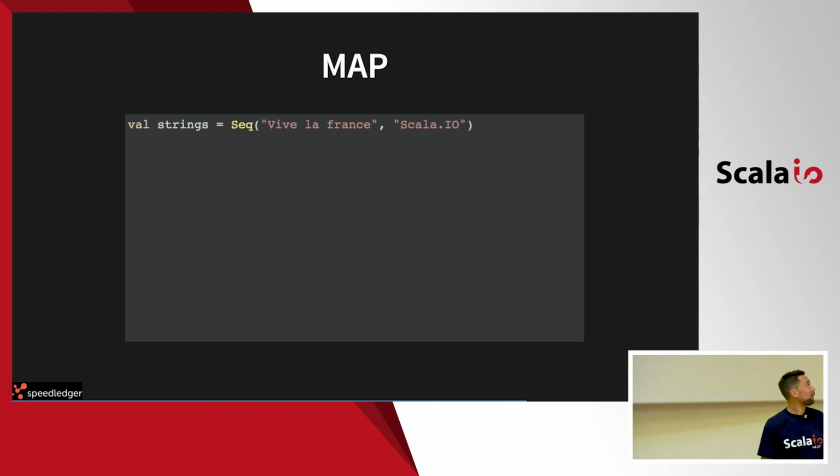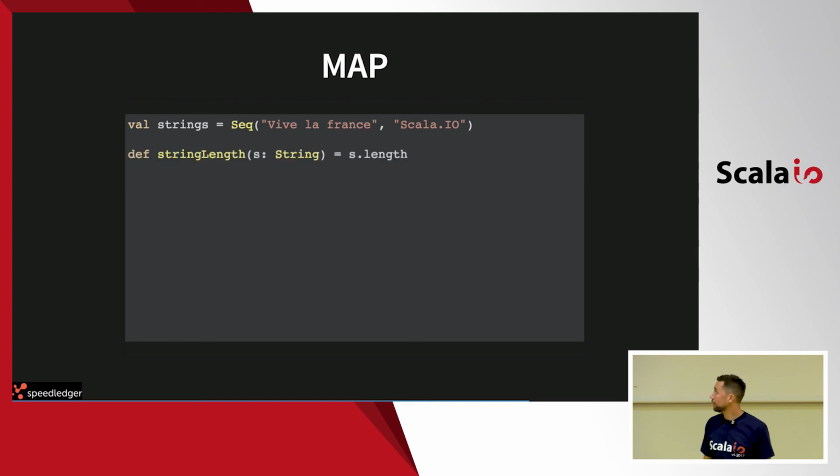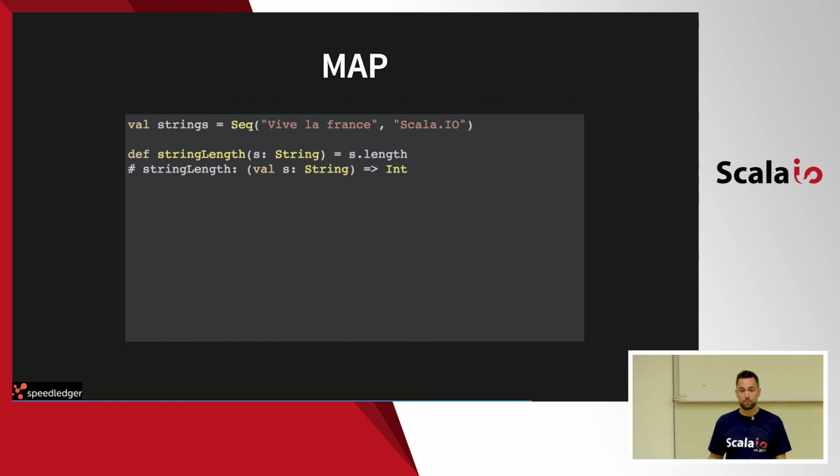So, with a map, we have Vive la France and scalaIO in a sequence. And when we create sequences and lists in Scala, you just need to add it like this. It's really easy to create new lists. And to get the length of the list, we can use s.length. And we define a function for it. The signature of the function is that the name is stringLength, and it takes a parameter of string and returns an int.